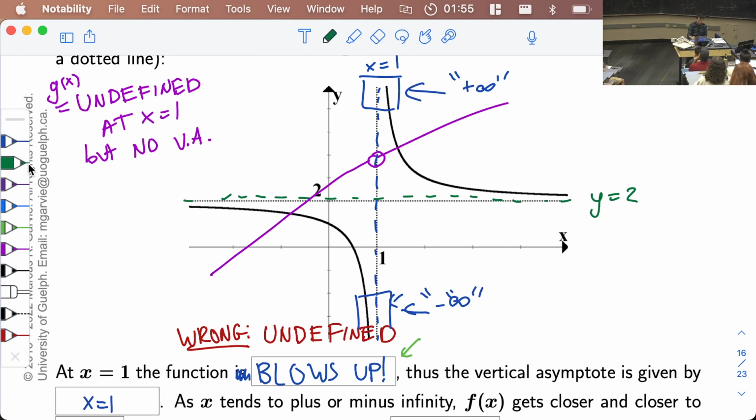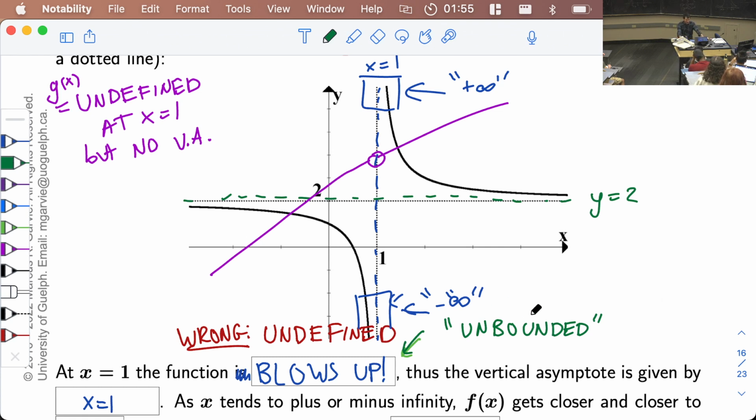If you want to be more formal, the formal word for blows up is unbounded. So if you want to put in a fancy word and you don't want to say blows up, then you can put in unbounded. Unbounded means it doesn't have a bound. If it doesn't have a bound, then it has to blow up, right? That's why blowing up and unbounded mean the same thing.